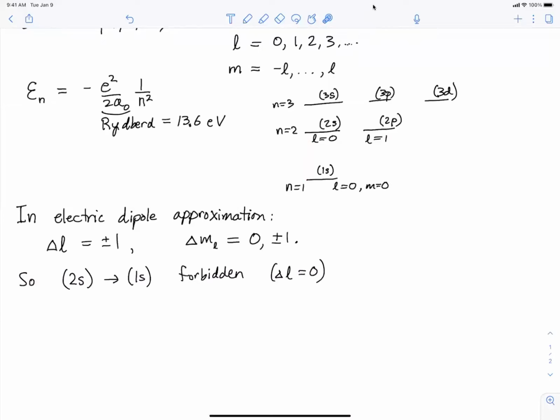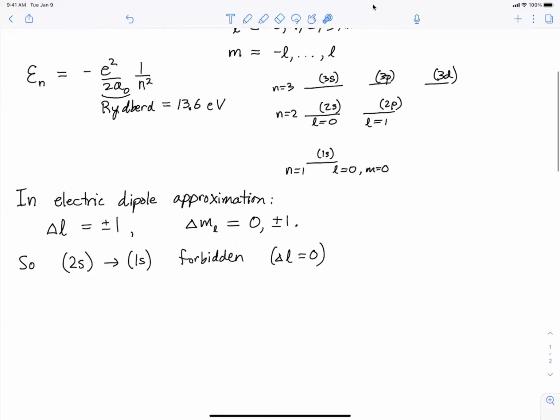And so really, if you're calculating the second level of hydrogen decaying by emitting a photon, this is the only thing to compute. It's the only thing that's non-zero. Okay, so that's why we're worried about those states. So 2p to 1s is allowed. It's an electric dipole or E1 transition.